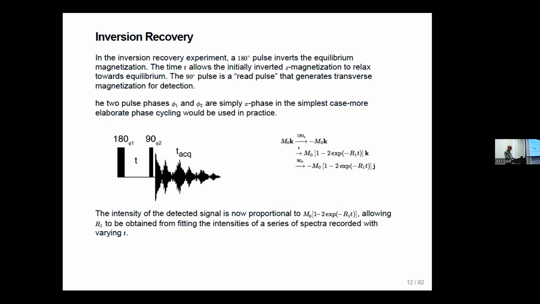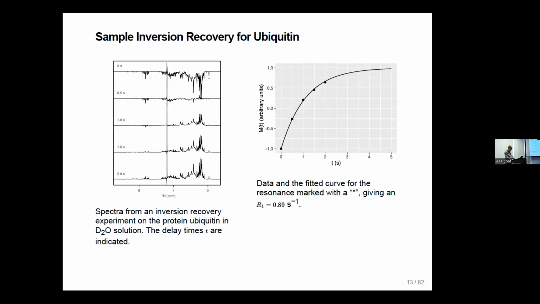And again, we have very simple 1D experiments for measuring rate constants. So inversion recovery: a 180-degree pulse inverts magnetization. There's a time delay, and then a read pulse to convert Z magnetization into transverse magnetization. And I think maybe I showed you this already. So here's ubiquitin.